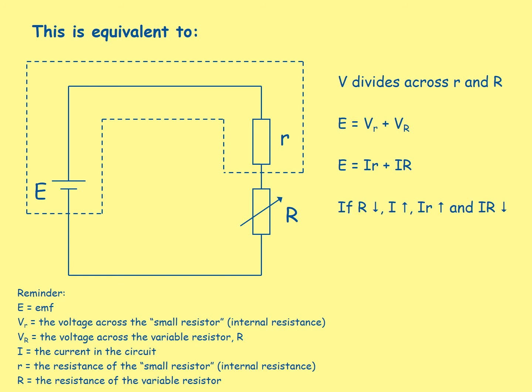If the resistance decreases, then the current increases, increasing the current multiplied by the internal resistance and decreasing the current multiplied by the resistance of the variable resistor.